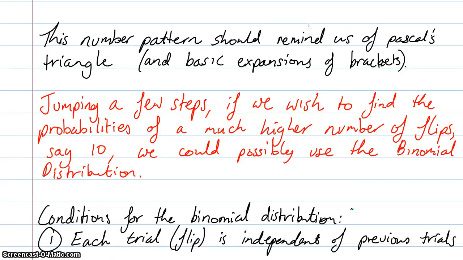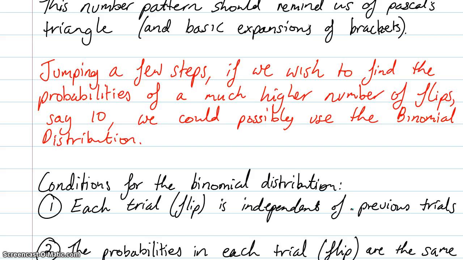The first condition is that each trial, or in our case flip, is independent of the previous trials. If it's not independent, you can't use the binomial distribution. It relies on independence each time. So the previous result doesn't affect the next result, and that's true with flipping a coin. The second condition is that the probabilities in each trial, or each flip, are the same. So each time you flip a coin, the probabilities can't change. It's always 50-50 whether it's going to be a head or a tail.